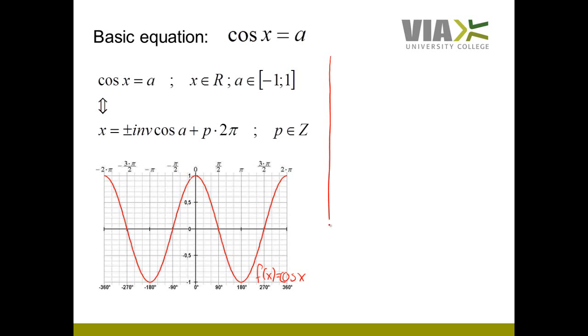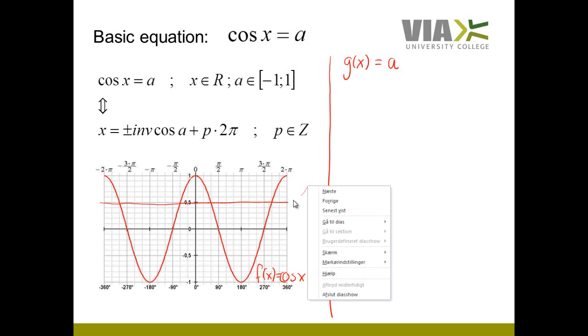If I look at another function, which I can define as g(x), and that is equal to a certain number a, and if I plot that same function, the graph for g(x) equals a, into this overview here, where I also have the function f(x) equals cosine x, then we see that if a is in between minus 1 and 1, we will actually have intersection points between the two graphs, f(x) and g(x).